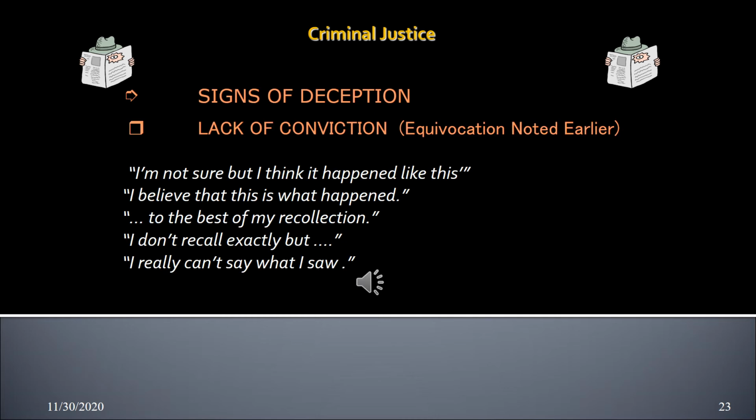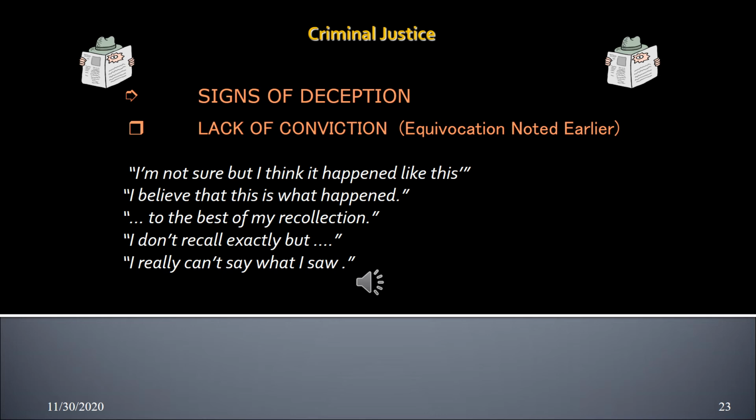So the lack of conviction is very much like equivocation that we noted earlier, right? It's simply another classification of the same thing, really. It's not much difference to it, okay? So I'm not sure, but I think it happened like this. So why is the person mitigating it? I believe that this is what happened. To the best of my recollection, this is what happened. I don't recall exactly, but I really can't say what I saw. Those are examples of equivocation that we see lots of times in people too.